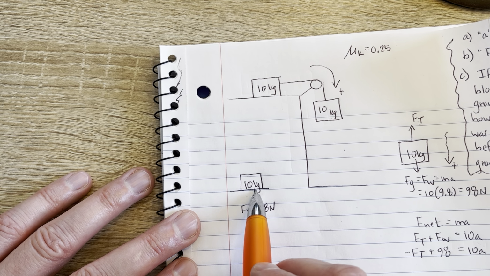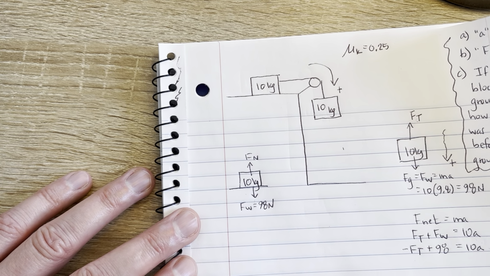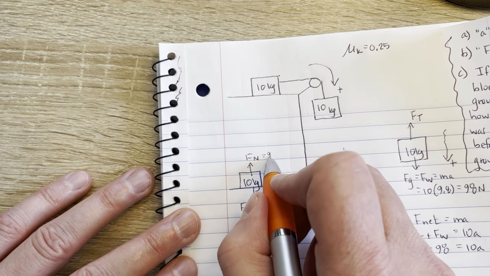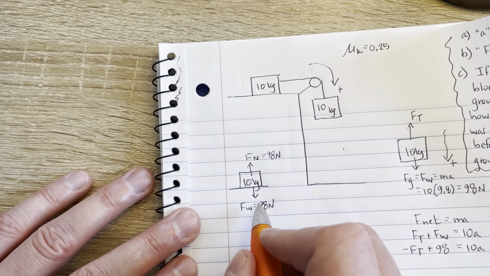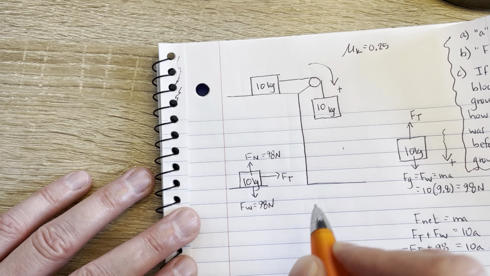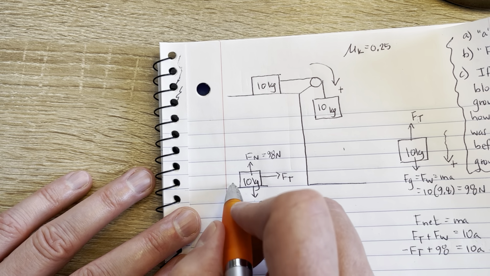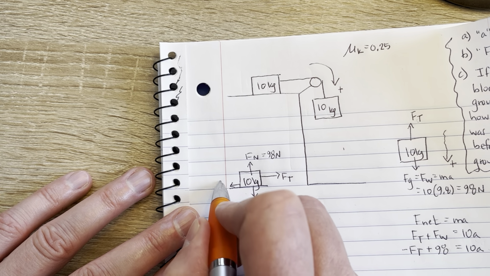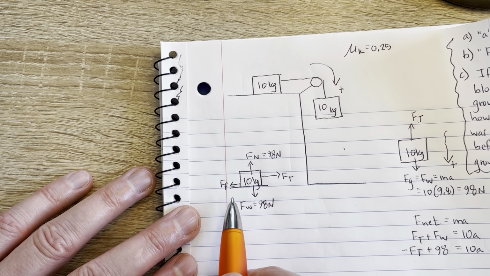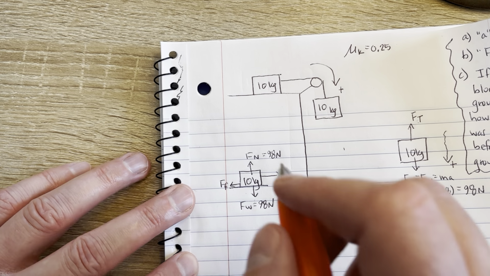In response to that, the table pushes back with a reactionary normal force, and it's going to be equal and opposite to that weight, so it's going to be 98 newtons. And the force of tension is pulling this block on the table to the right. Now, in response to that motion, friction always resists motion, so the force of friction is going to the left. And now we can calculate the force of friction that we're going to be dealing with here.